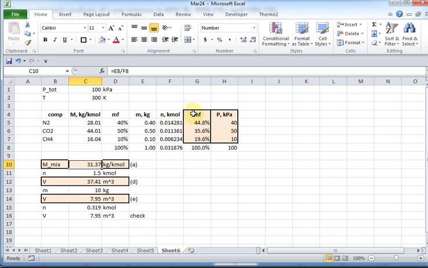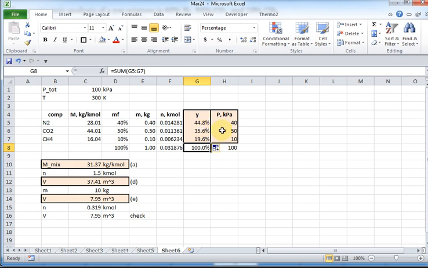Okay, so now what is Y, our mole fractions? Isn't that equal to how many moles divided by the total number of moles? Is that true? So we find that it's 44 point something, and then it adds up back to 100%. So if we started with 40% mass fraction, the mole fraction is 44.8.